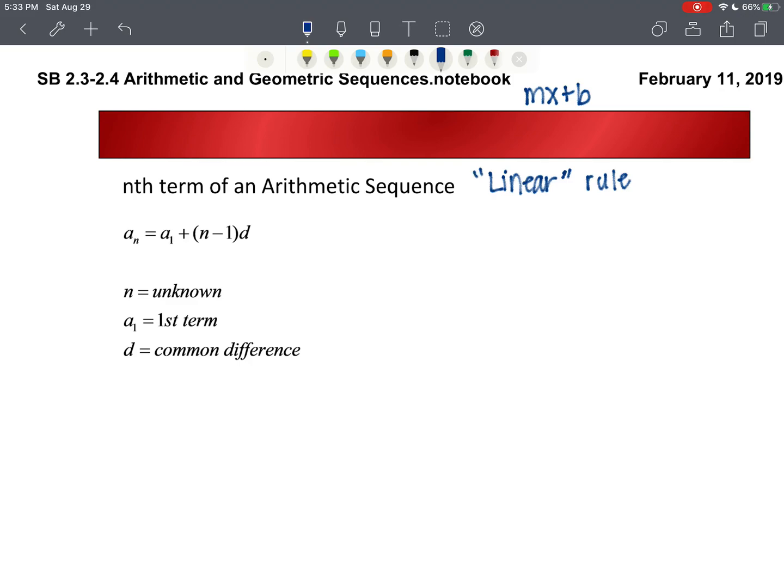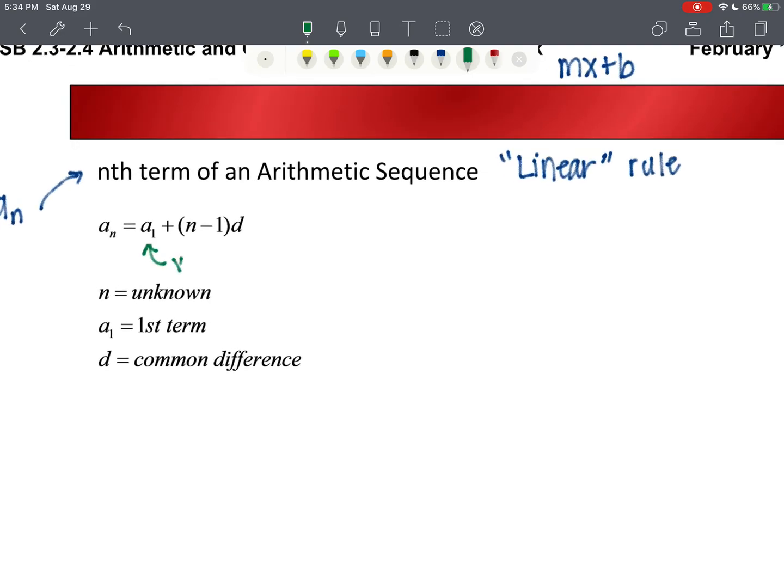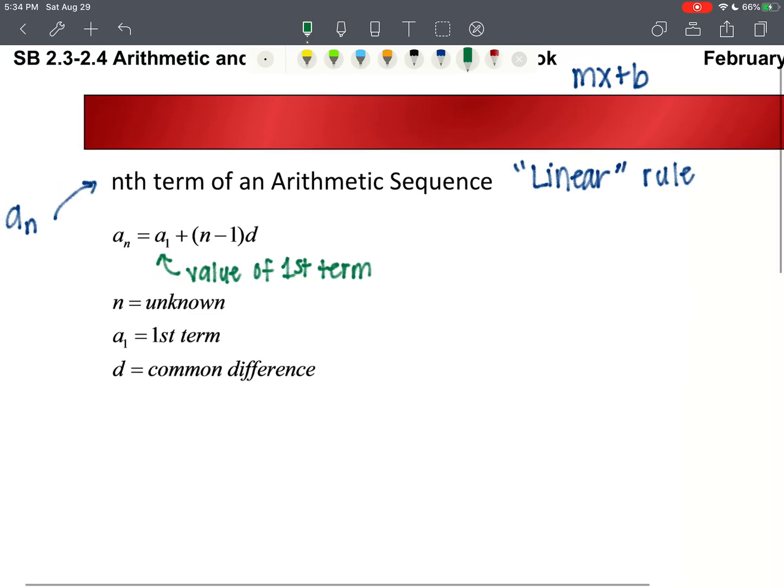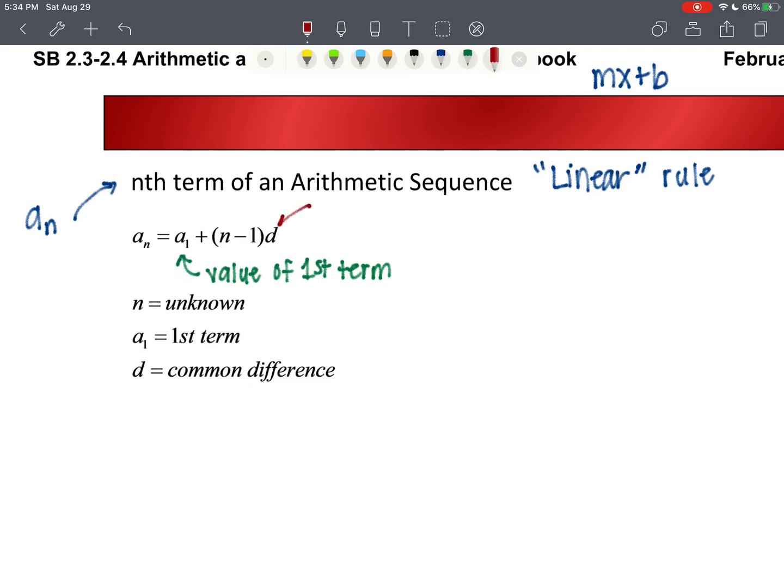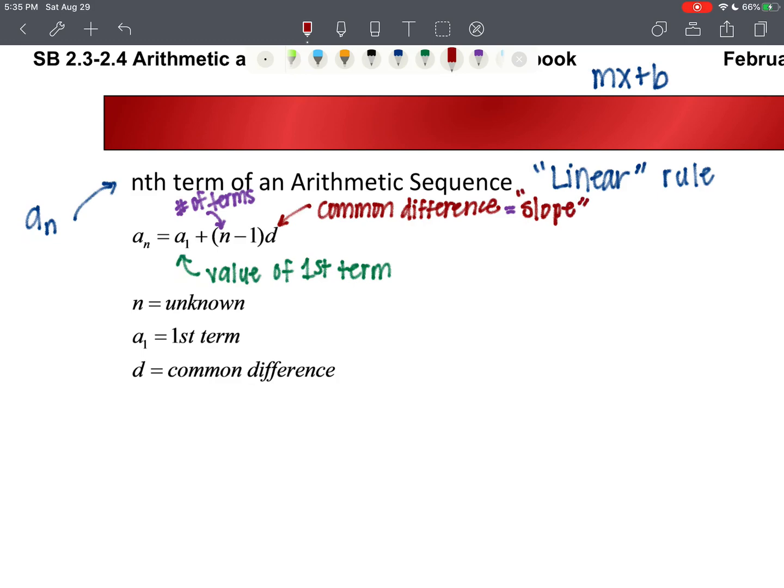And when you think linear, you might be thinking mx plus b, right? Indeed. So the nth term of an arithmetic sequence is denoted by a sub n. The first term is a sub 1. So that's the value of the first term. N is our unknown, and D is our common difference. Now you can also refer to N as the number of terms. So if we're looking for the 15th term, N would be 15. The common difference is the slope. It's your slope of your linear rule.